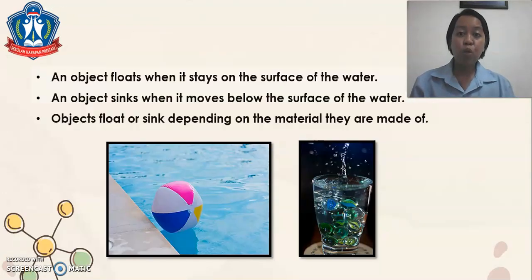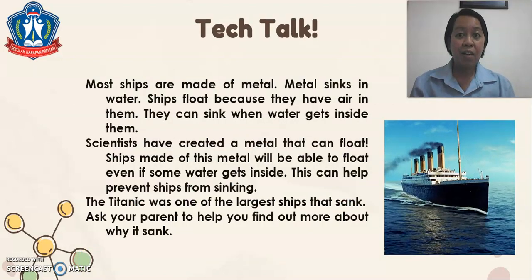An object floats when it stays on the surface of the water. An object sinks when it moves below the surface of the water. Objects float or sink depending on the material they are made of. Let's check this picture, children. Is it floating or sinking? It's floating, correct. And what is marbles? It's sinking. Very good.